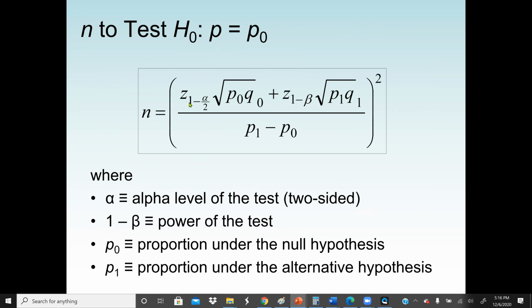So N will give us Z 1 minus alpha over 2 times the square root of P0 Q0. Again, P0 is the known proportion of success, and Q0 will be 1 minus P0. Plus Z 1 minus beta. So here we find the power. Z 1 minus beta is the probability of avoiding type 2 error, divided by P1 minus P0 squared. So again, alpha is the level of the test, 1 minus beta is the power of the test, P0 is the proportion under the null hypothesis, and P1 is the proportion under the alternative hypothesis.